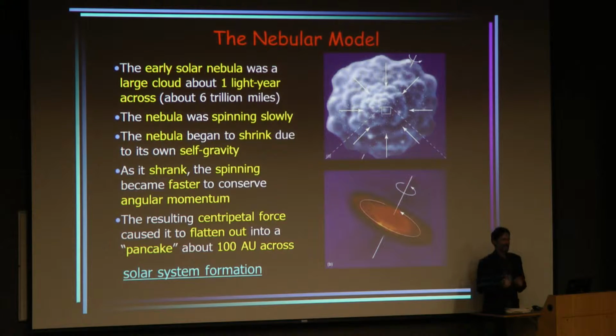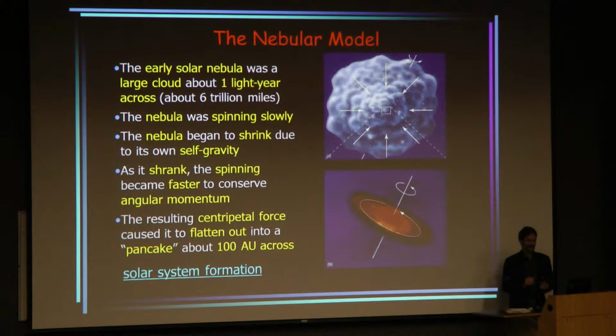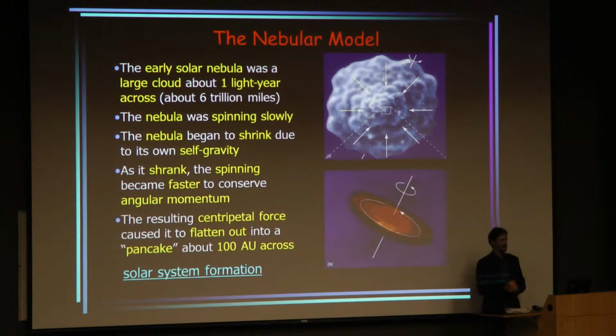Well, as this cloud collapses and shrinks, it's going to go from spinning slowly, with a slow period that probably was maybe as long as 100 million years or so, to spinning faster with a shorter period. And this is just the same phenomenon, of course, as the skater pulling in his or her arms. What you're creating is a smaller moment of inertia. That causes you to speed up because you have to keep the same amount of angular momentum. That's angular momentum conservation.